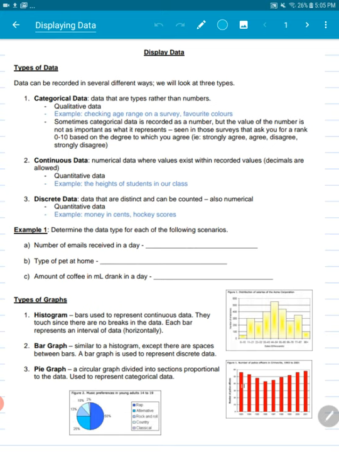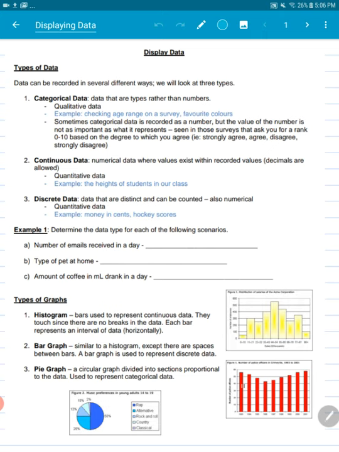Sometimes categorical data is recorded as a number, but the value of the number is not as important as what it represents. Just like checking the age range, we're looking more at the range of numbers rather than individual. Seen in those surveys that you ask for a rank from 0 to 10 based on the degree to which you agree. So 0 meaning disagree and 10 meaning agree. The number is important, but it's really more what is the meaning of that number. So it's a category.